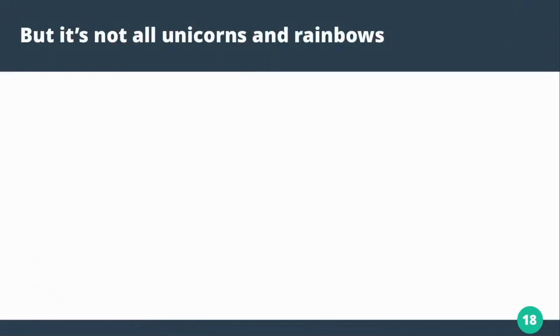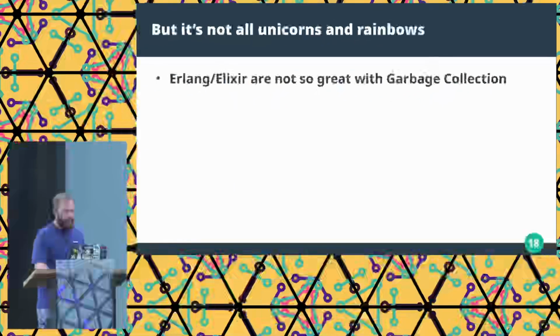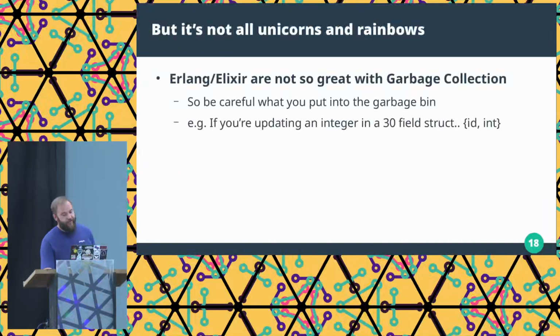But it's not all unicorns and rainbows. There are some drawbacks with Elixir and Erlang. The garbage collection isn't as, how do you say it, efficient as other languages. So be careful what you put into the garbage bin, is all I'm going to say. Actually, the best example is if you're updating something, a counter on a web page, and you're hammering at high rates a structure with 30 fields through the pub/sub, while you're just interested in one integer, then use a tuple or something that will be more efficient than hitting on the garbage collector.